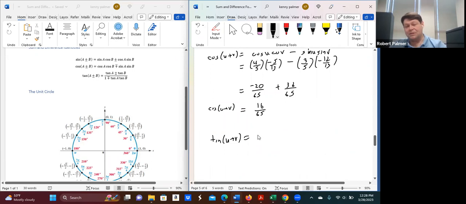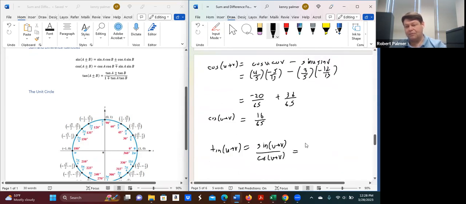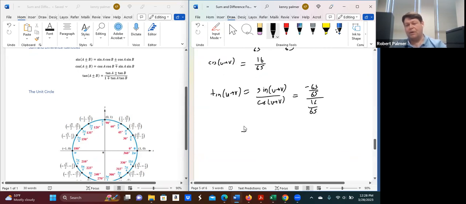Just from our rule, the tangent is the same as the sine of u plus v over the cosine of u plus v. That's true anytime, tangent is always sine over cosine. So the sine was negative 63 over 65, and then over the cosine, which is positive 16 over 65. Then, dividing fractions, we multiply by the reciprocal of the denominator. So that's going to be minus 63 over 65 times 65 over 16. The 65s cancel out, and we have negative 63 over 16.